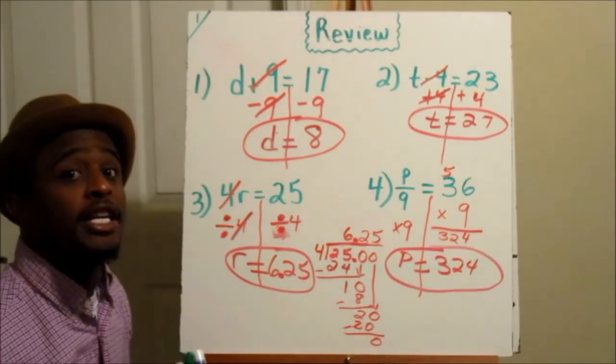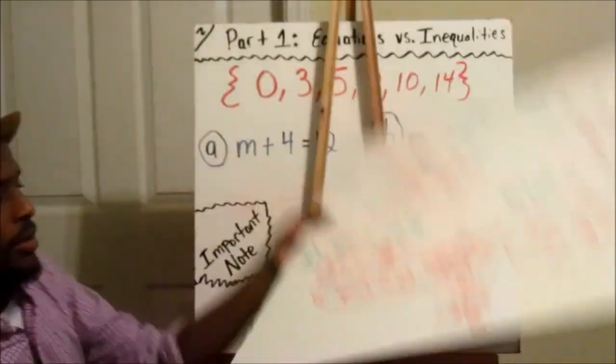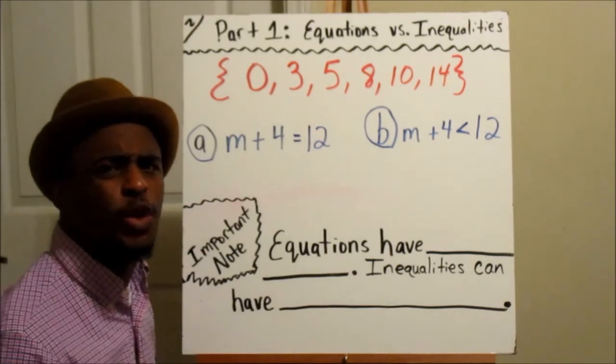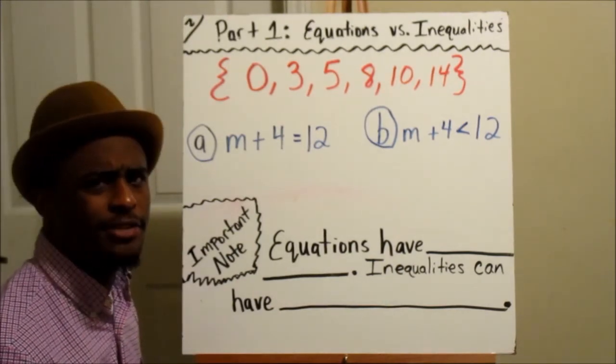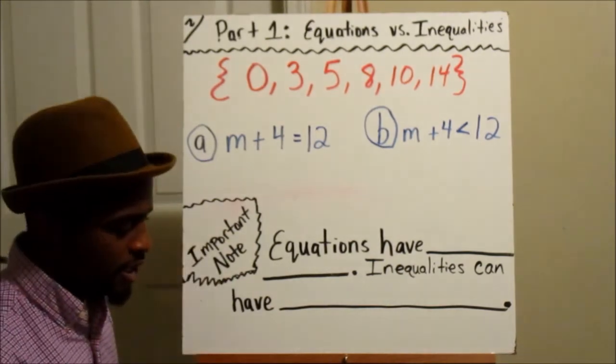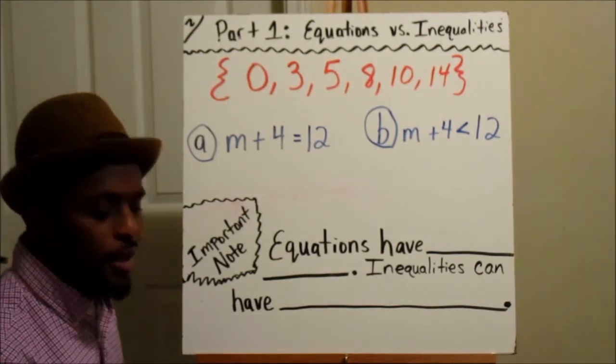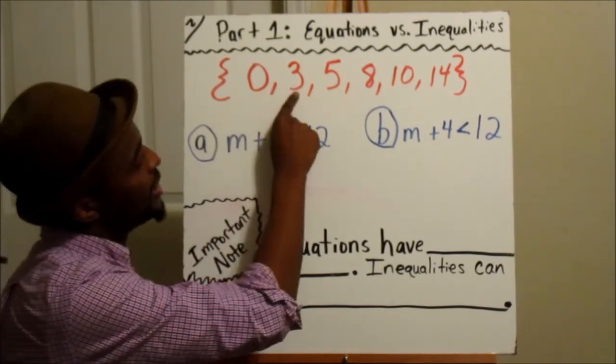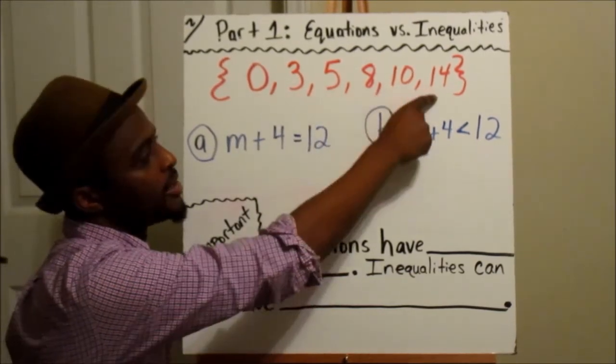Now, that should just be a review. Now we're going to get into how we solve inequalities. Part 1, we're going to be looking at equations versus inequalities and how they are the same and how they are different. First, the instructions tell us which of the following numbers, if any, make the equation or inequality true, and then it gives us a list of numbers: 0, 3, 5, 8, 10, and 14.